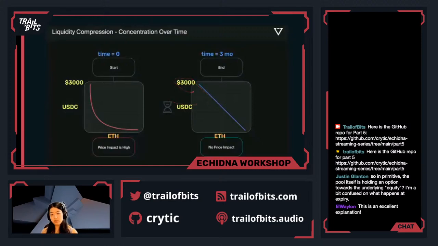And what this essentially means is that at maturity date, USDC will have a price point of 3,000, and the pool will not hold any ETH. Whereas at creation, the pool allows you to add liquidity and swap against this curve, at which point it will completely flatten out once you hit maturity.